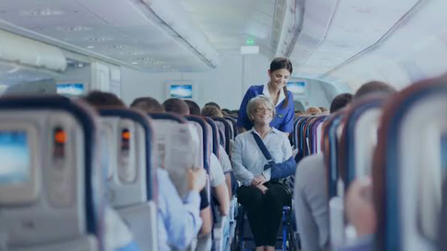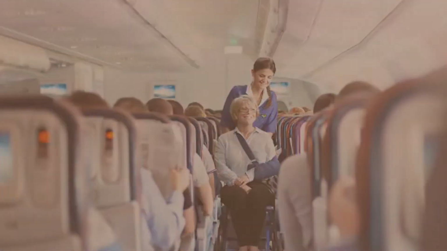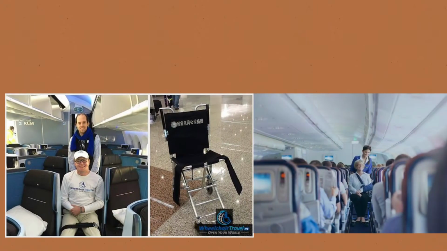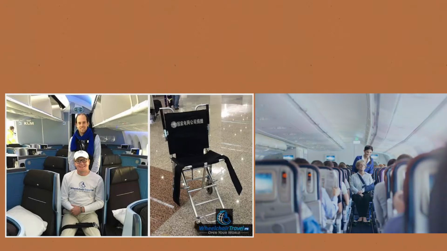Pre-boarding means they come before every other passenger boards, and they disembark last, meaning once all the passengers after landing have come out of the aircraft, wheelchair passengers and people with reduced mobility disembark last, because again it takes a lot of time for them to get out of the aircraft as well.